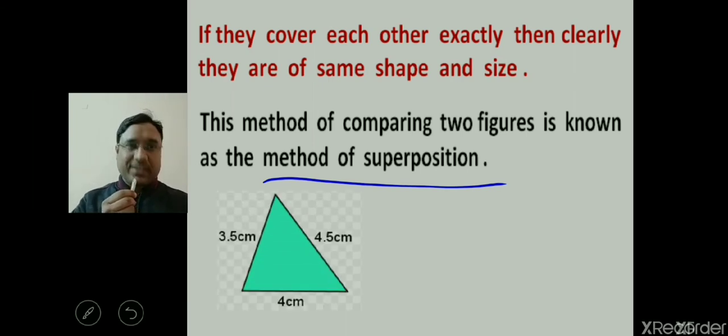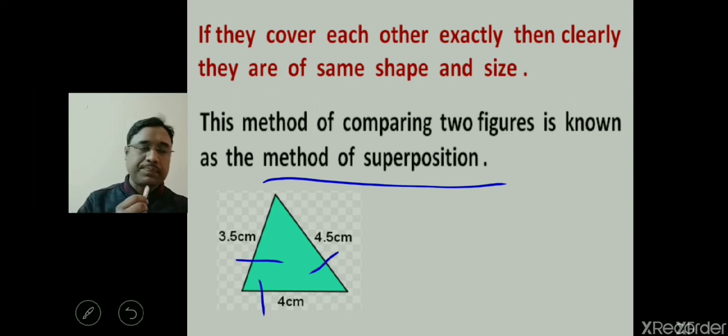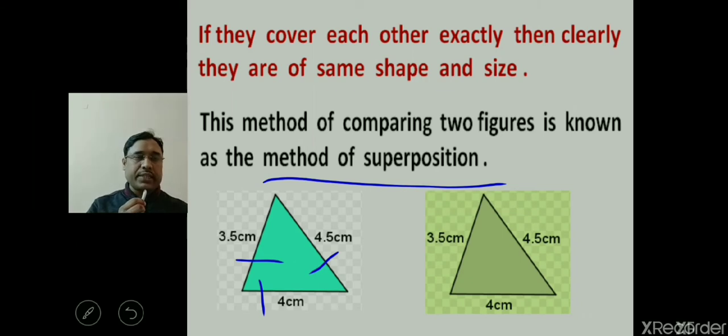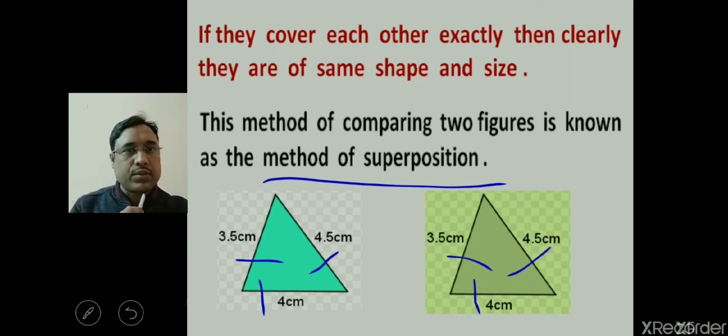Now this figure you can see, this is a triangle where this side is 3.5 centimeter, this is 4.5, and the third side is 4 centimeter. Then the next triangle you can see that it is 3.5 centimeter from here, and this one is 4.5 centimeter and this is 4 centimeter. So both the triangles you can see that their side measurements, corresponding sides, are equal. So they are also congruent triangles.